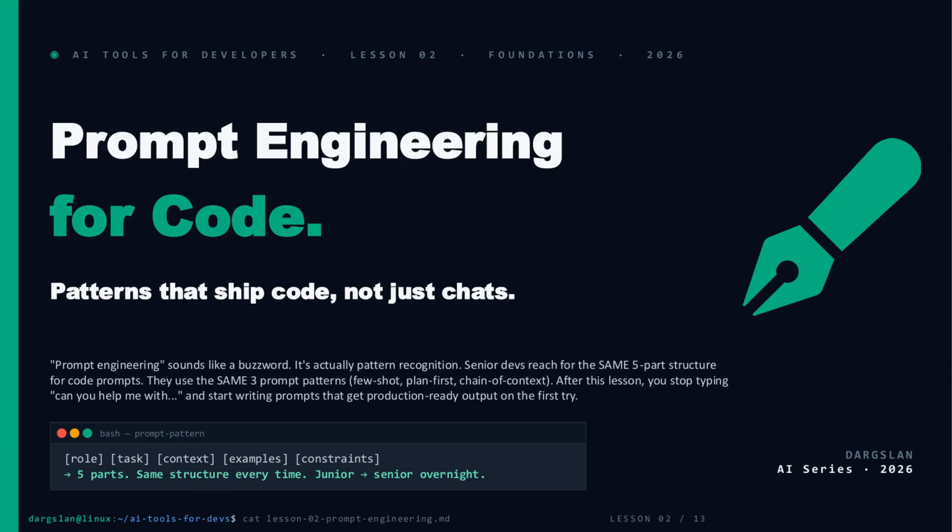This is Lesson 2, and we're tackling the thing everyone calls a buzzword and almost no one does well: prompt engineering for code. Here's the secret. It isn't art, it's pattern recognition. Senior devs reuse the same 5-part scaffold every single time: role, task, context, examples, constraints, and lean on just 3 repeatable patterns. Learn those, and you stop chatting with the model and start shipping code on the first try.